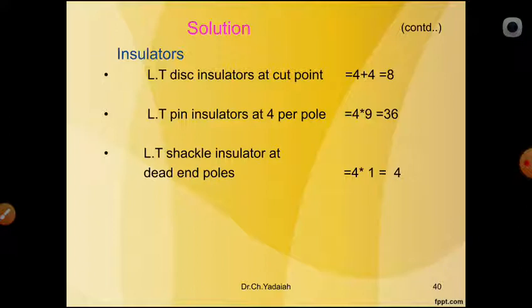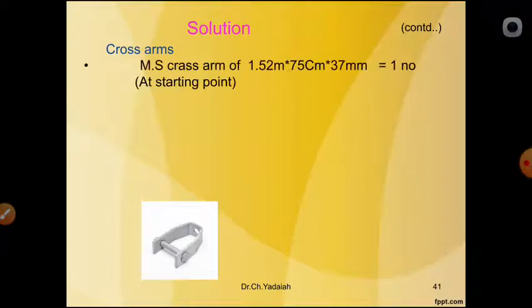Now LT shackle insulators at the dead end place. Only at the dead end we use the shackle insulators. That is 4 into 1 by 4 shackle insulators. And next is the LT reel insulators for connecting the neutral. So that is 11 poles into 1, 11 are required. Now here you can use the D type clamp.